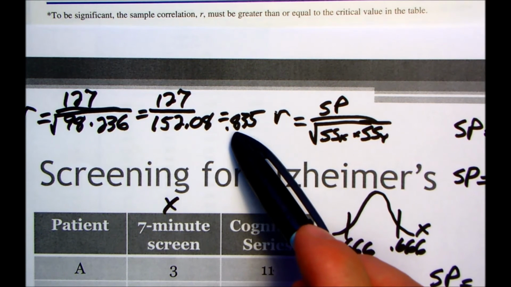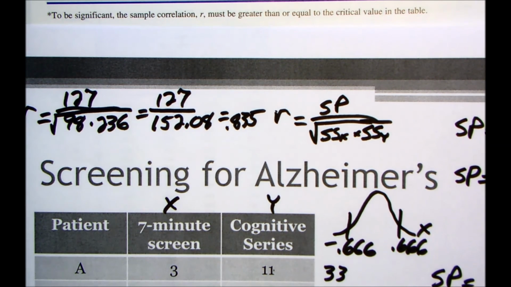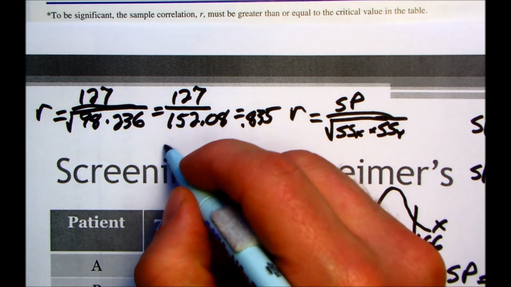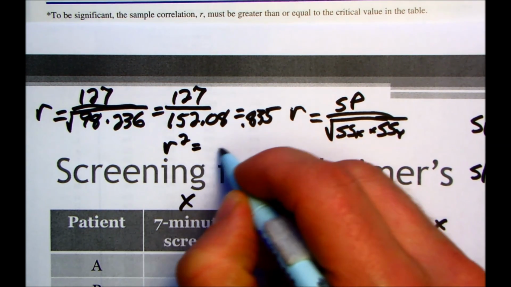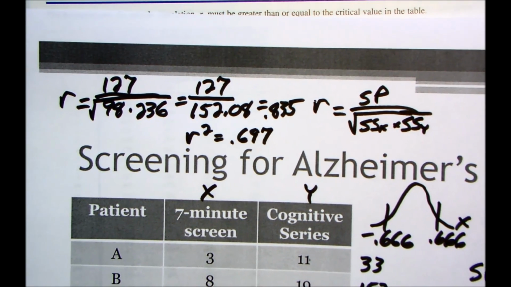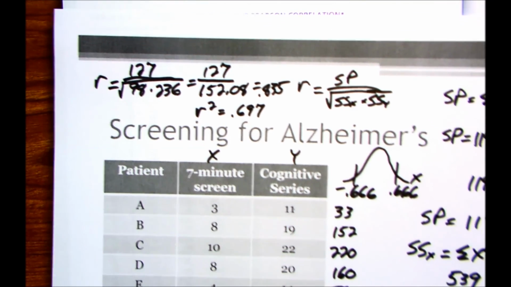That actually is a pretty high correlation. Remember, correlation coefficients can go no higher than 1.0. They can go no lower than negative 1.0. And we can calculate as well R squared, which gives us the explained variance between the two, the shared variance, if you will. 0.697 is R squared for that. So here, that's the basics of taking you through correlation coefficients.